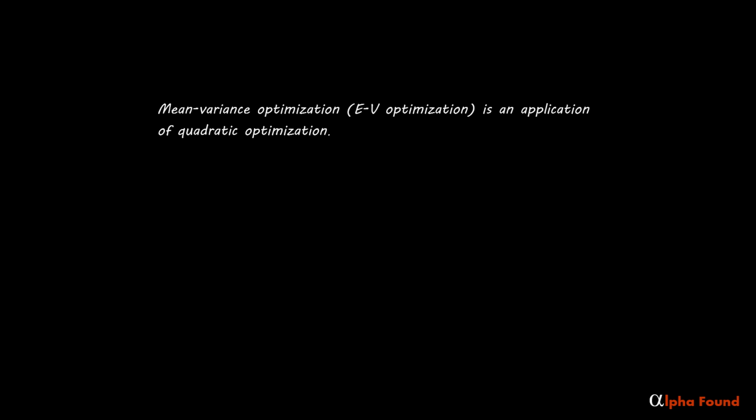Mean variance optimization as applied to investments is a specific application of quadratic optimization, which used to be called quadratic programming. When applied to investing, mean variance optimization is called modern portfolio theory or MPT. By the way, I will use variance and standard deviation interchangeably when it comes to discussions of risk, but not interchangeably when we finally get to calculations in later videos.